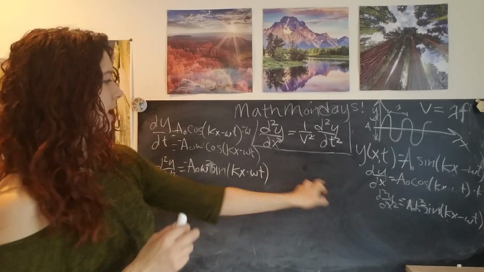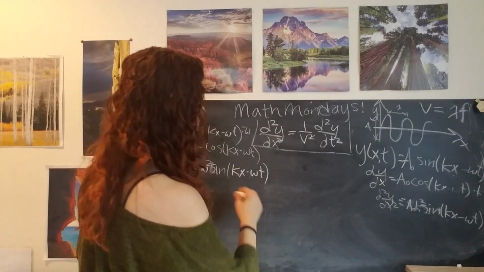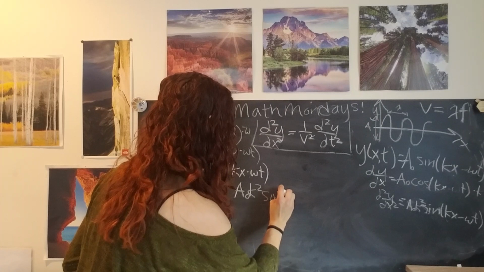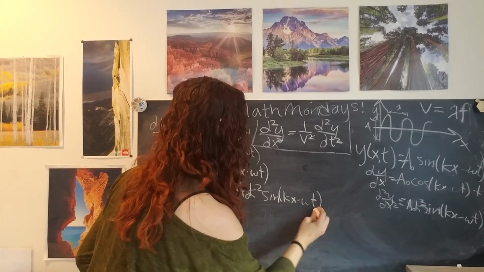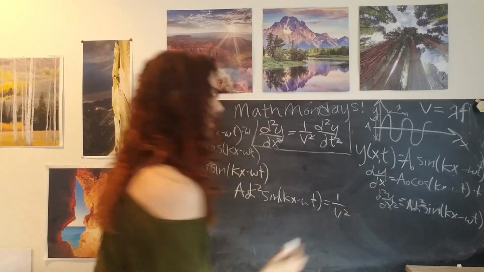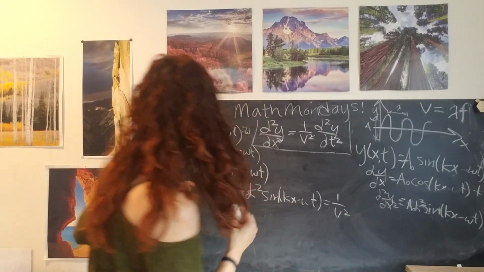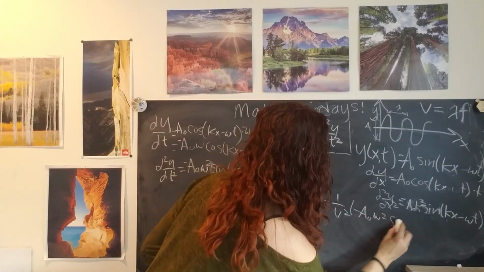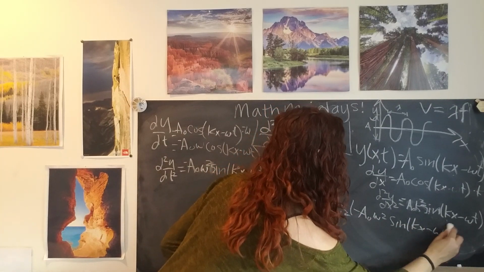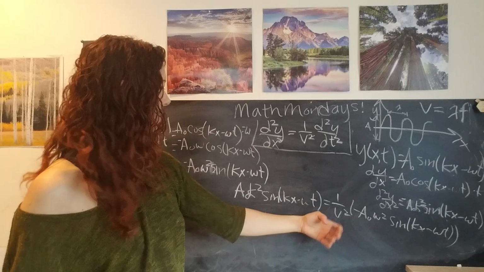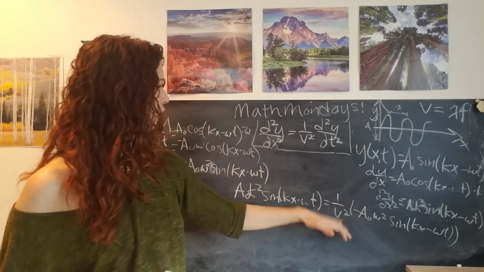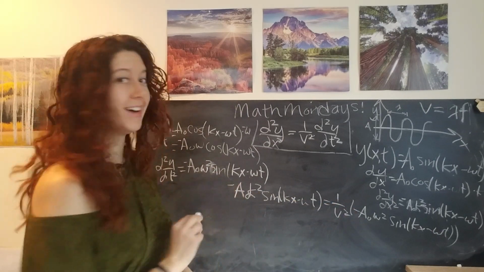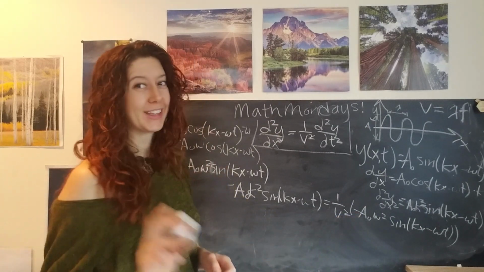Okay, so now we set these two equal to each other. So we have negative a naught k squared times sine kx minus omega t equals 1 over v squared times d squared y dt squared, which is negative a naught omega squared sine kx minus omega t. Okay, cool. So here is our solution put into the classical wave equation. First thing that we notice, oops, I forgot a negative. Okay, it's a good thing that the negative's there.